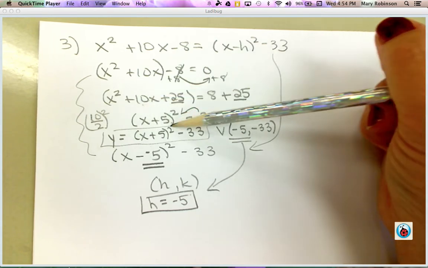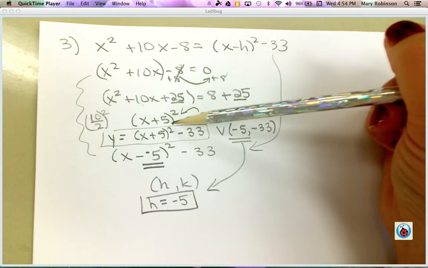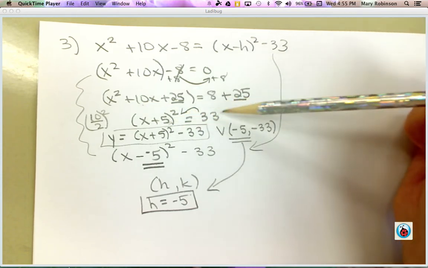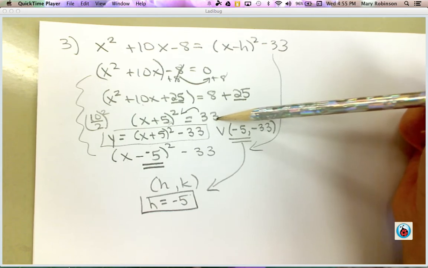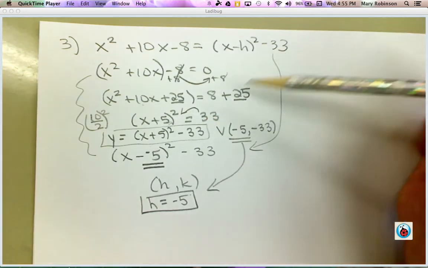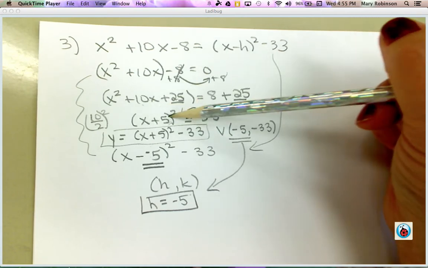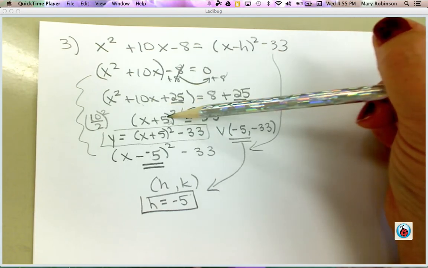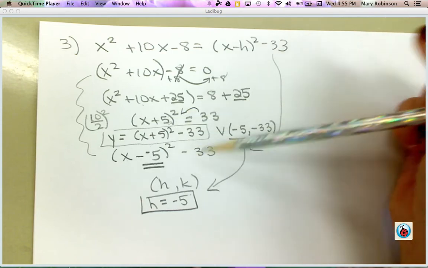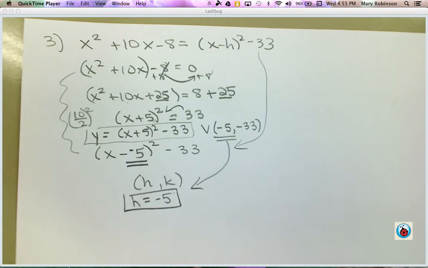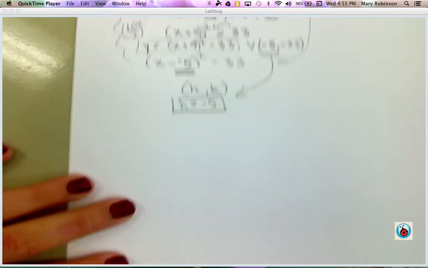Well, it's half of it. What's half of 10? 5. So actually that's what's going to be in vertex form. It's just I've already given you the k as -33. So to get your answer tomorrow on your test, literally if you take half of that number, write it in vertex form, and then switch to get your h value. You've got it. All right, now moving on to number 4.